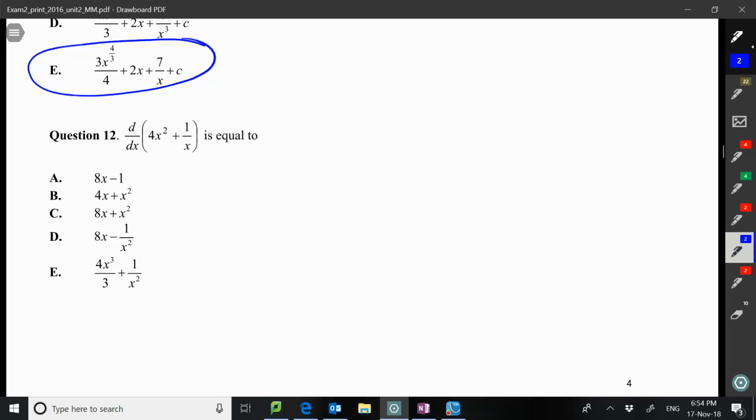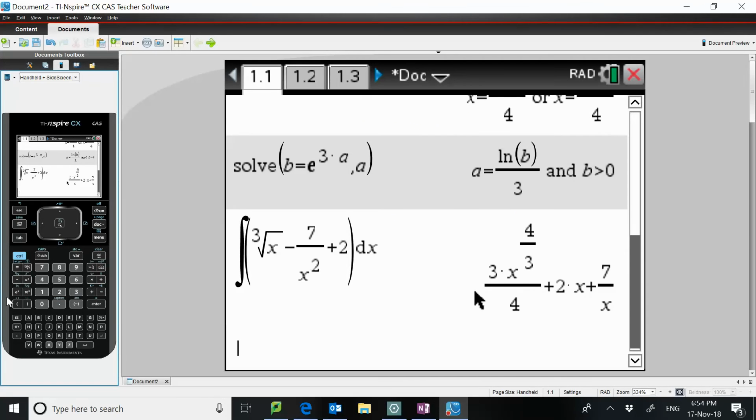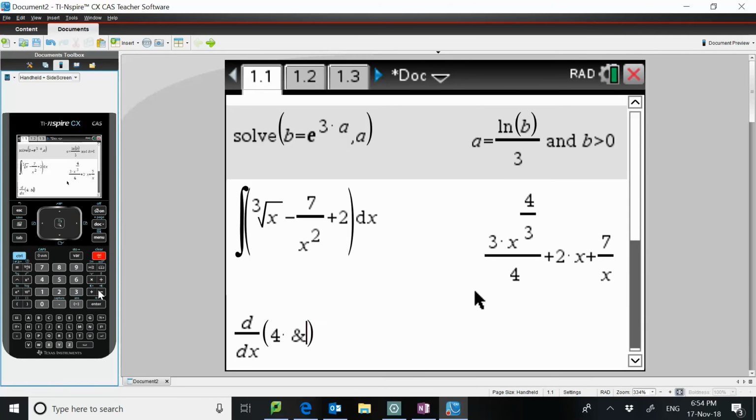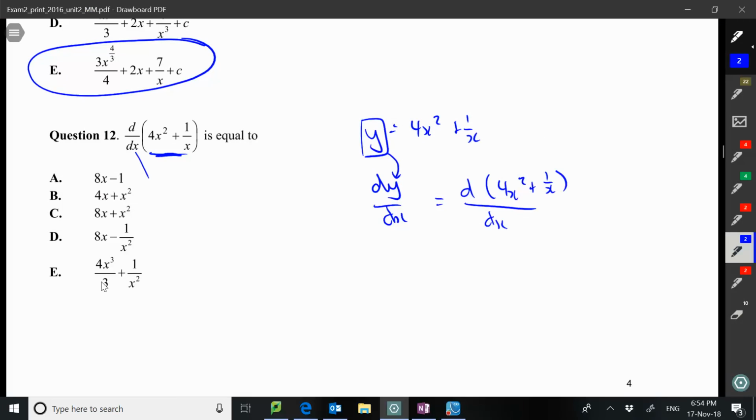Next one. Derivative. For those who don't understand what this means, normally you have y equals, let's say, 4x squared plus 1 on x, true? And then you say dy dx. Now you can replace this y, and it becomes d of 4x squared plus 1 on x, dx. That's why this looks like that. All that is saying is find the derivative of 4x squared plus 1 on x. You can do that by hand, or if you're afraid of fractions, shift minus is finding the derivative, so dx of 4 times x squared plus 1 over x. Very simple. Press enter, 8x minus 1 on x squared, and there you go, D.